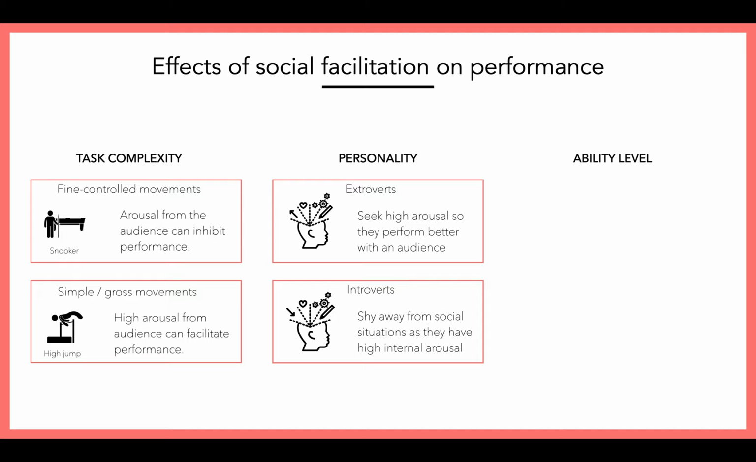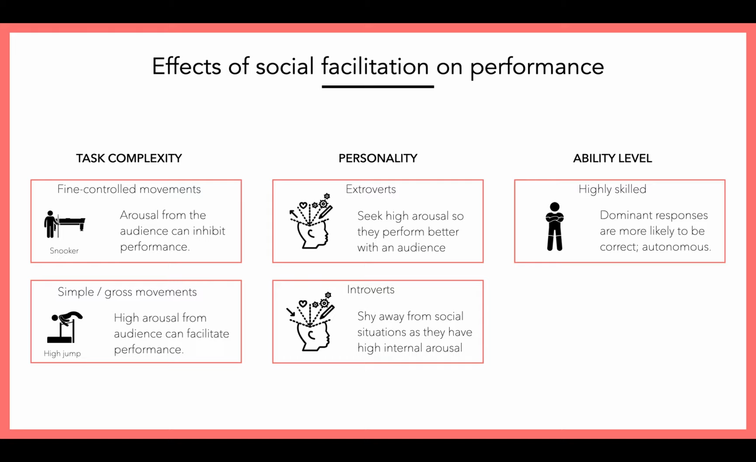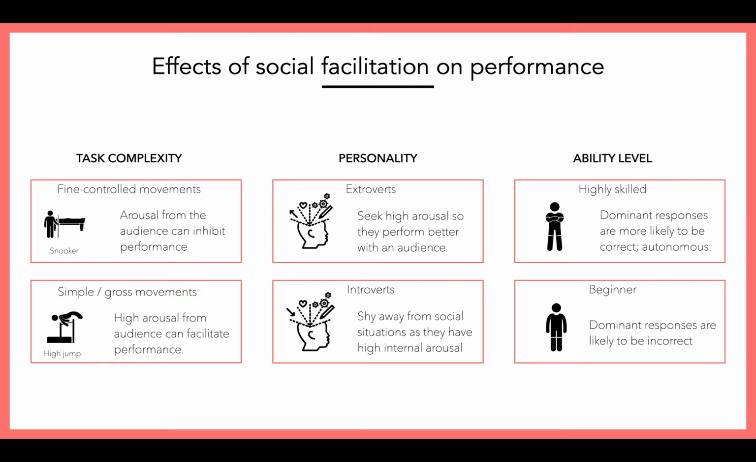Ability level, again, back to Zajonc, as we know, if they're highly skilled, their techniques are likely to be autonomous, meaning they can deal with higher arousal. Higher arousal coming from the audience can spur them on, social facilitation. Beginners, dominant responses are likely to be incorrect. You know, they're still learning the skills, they're in that cognitive phase. Any other distractions are going to take them possibly to an over-aroused state, causing social inhibition.